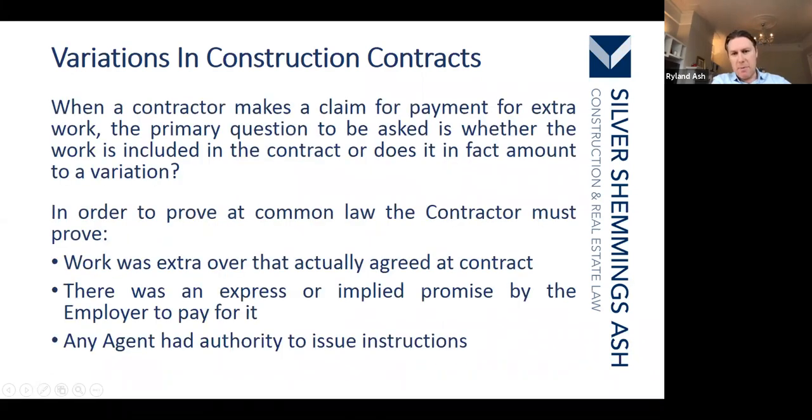When a contractor makes a claim for payment for extra work, the primary question to be asked is whether the work is included in the contract or does it in fact amount to a variation. In order to prove at common law, the contractor must prove work was extra over that agreed at the original contract date, there was an express or implied promise to pay for it or a provision, and that any agent had authority to issue instructions. That's another point where you have parties that don't have any authority giving instructions to make changes which are then made, and then the party turns around and says, well, hang on a minute, I'm not paying you for those because that person never had the authority to give those instructions.